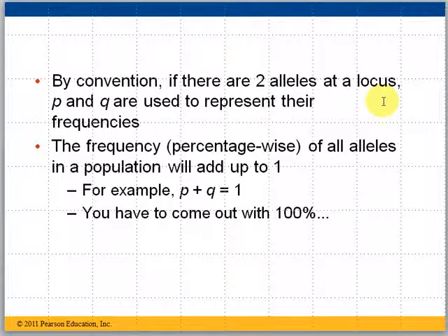The frequency of all alleles in a population will always add up to 1. Of course, that is 100%. So you have to end up with 1 as your final answer, or 100%. For example, P plus Q is going to equal 1. You've got to come out with 100%, or you know you've got your math wrong. So let's step through an example.